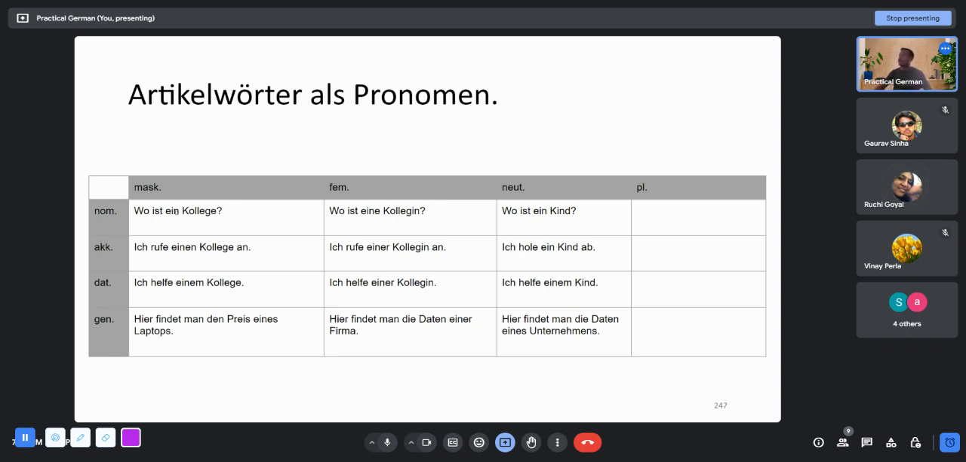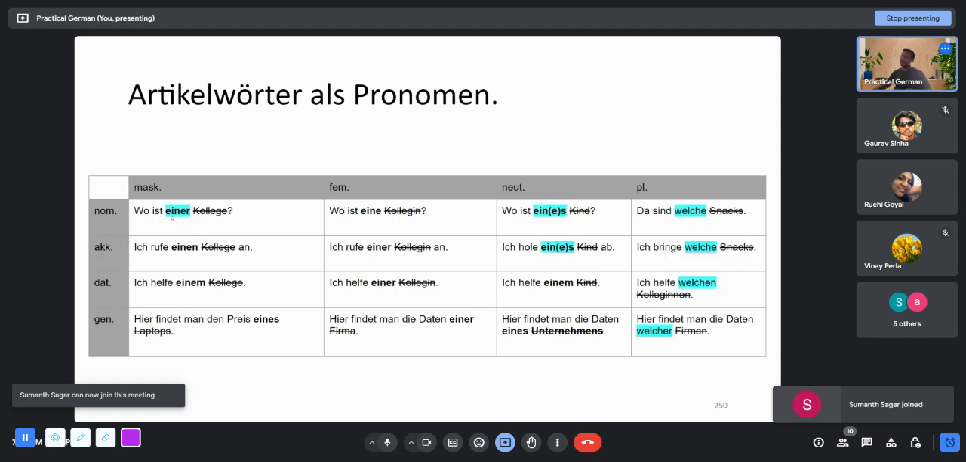So you notice, right? Ein Kollege, Kollege is a masculine noun. The indefinite or unbestimmte article for a masculine noun in the nominative case is ein. Feminine, eine. Neutrum, ein. Accusative, einen. Dative, einem. Genitive, eines. Now, instead of using ein Kollege, you just have to use the article as a pronoun. So I will say, wo ist einer, wo ist eine, wo ist eines. You will be right at least one third of the time, but you still have to learn a few new things.